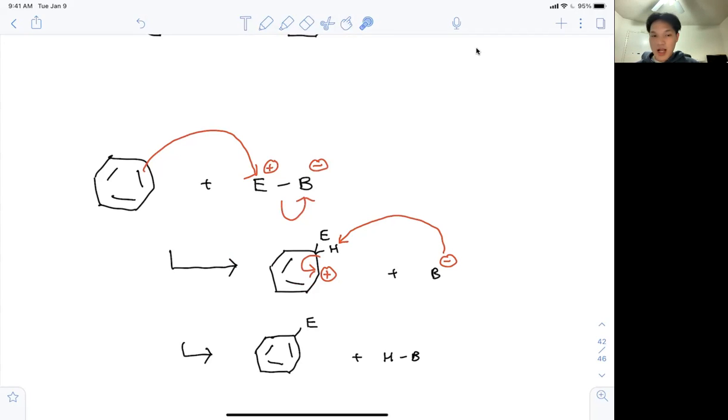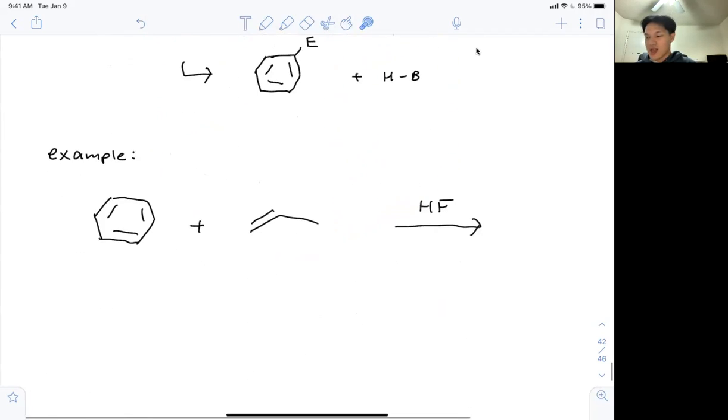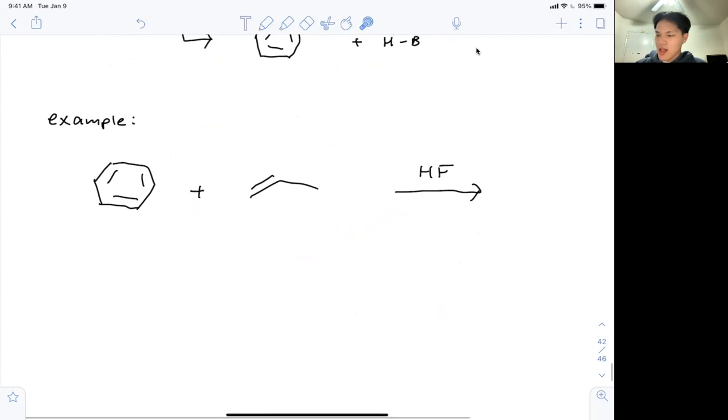So let's try an example of this. I know you're looking at this, you're seeing, oh my goodness, this is so hard, but let's think it through slowly, okay? So let's see what happens. So at first, when I'm looking at this, I see that there's two double bonds here.